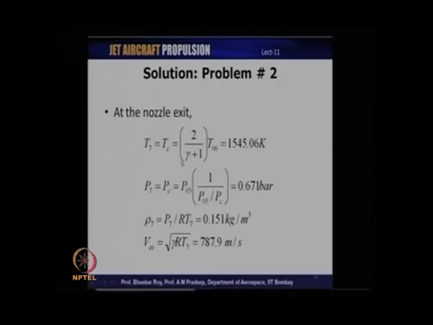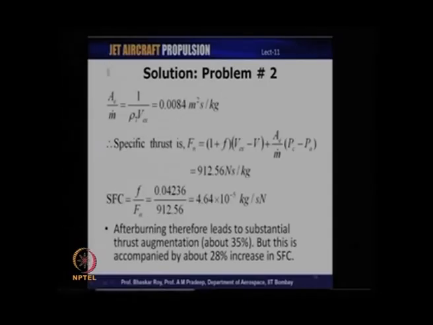The density will now change because the temperature has changed, that is P7 by RT7, which is 0.151 kilograms per meter cube. Therefore, the exhaust velocity will be equal to square root of gamma RT7, where T7 is something we have already calculated. So, this is equal to 787.9 meters per second. So, at the nozzle exit we now have the exhaust velocity and also the critical parameters.